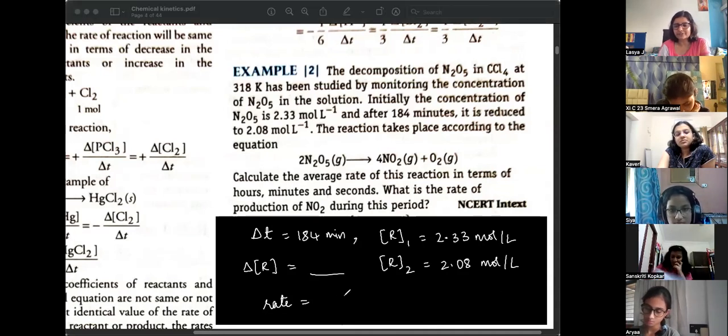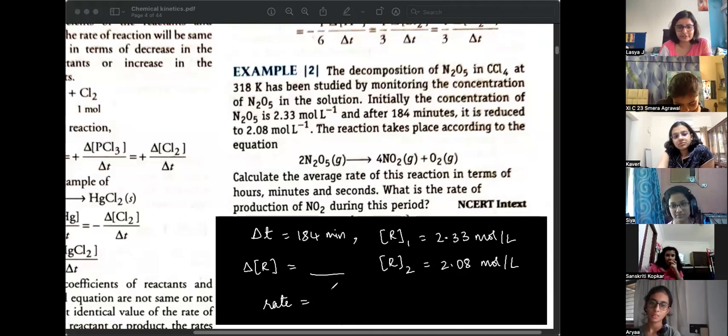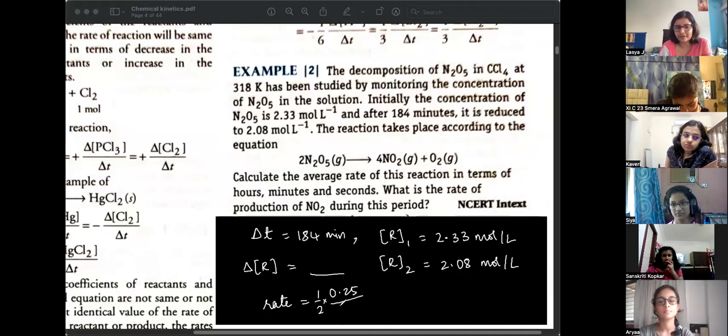But get comfortable with fractions, Sanskriti. Find out shortcut ways of doing calculations. How I would approach this is, since all of you numerically got it, this is 1 by 2. I'm glad no one forgot about that. 0.25 divided by 184. Right?